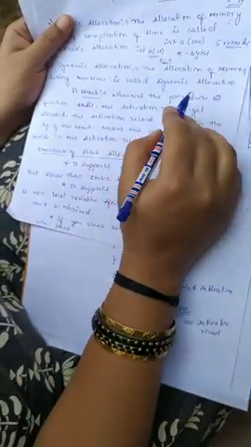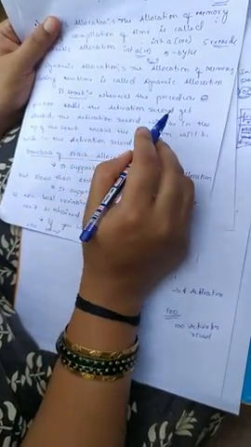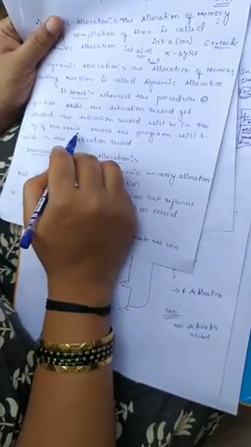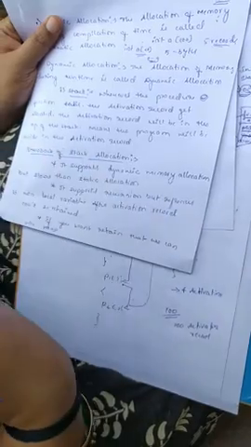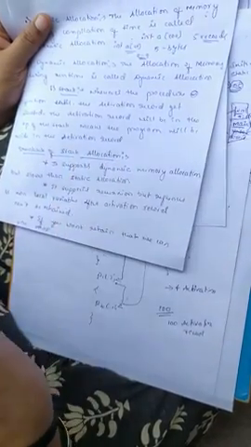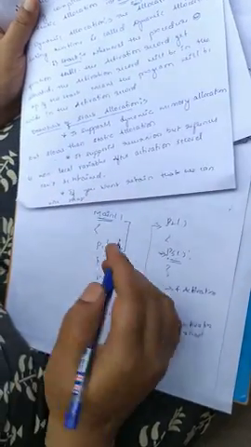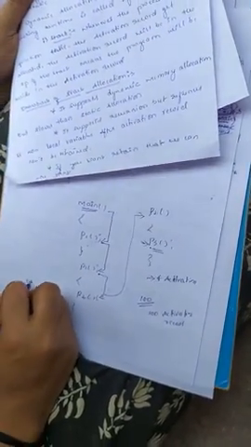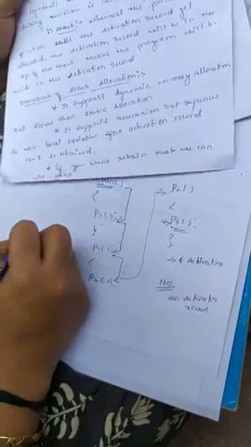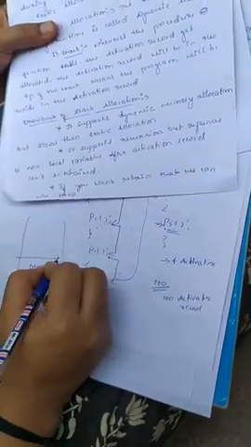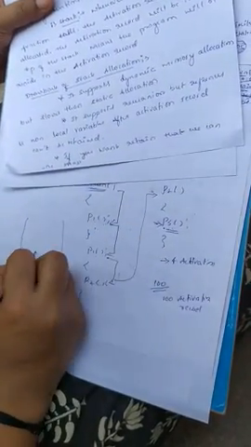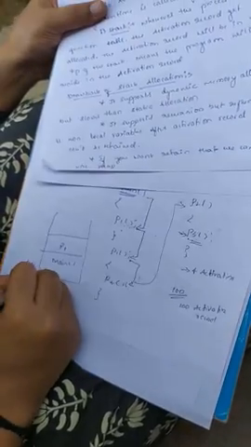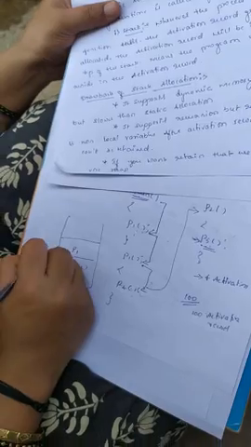Whenever the procedure or the function is called, the activation record gets allocated on the top of the stack. Each time you call a function, that activation record will be on the top of the stack. Basically, main will be there initially, so main will be on the top of the stack. Then you call the P1 function, so P1 will be on the top of the stack. Please observe carefully.